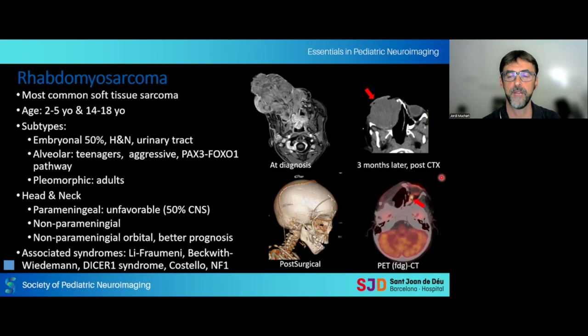I'm not going to comment on orbital rhabdomyosarcoma, which is quite a common area in which this disease can happen. They have a worse prognosis, but I'd like to comment on parameningeal because they have an unfavorable prognosis regarding invasion of the CNS through the skull foramina. This is important to remember. Of course, in our setting, most of the subtypes we will see will be embryonal rhabdomyosarcoma, and it can be associated with predisposing syndromes like Li-Fraumeni, DICER, and NF1, among others. And remember that FDG PET can help identify recurrence in these patients.